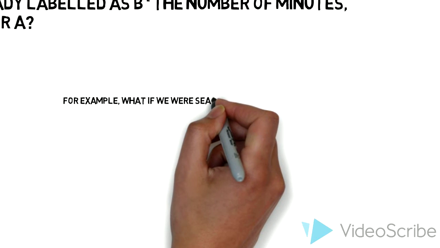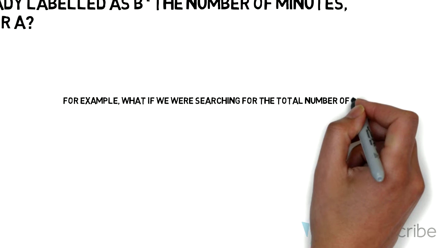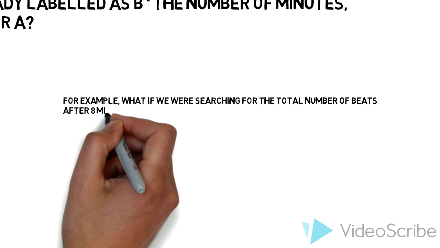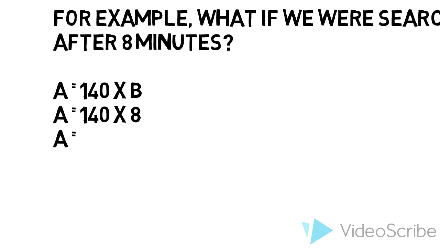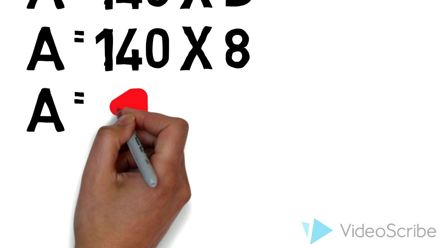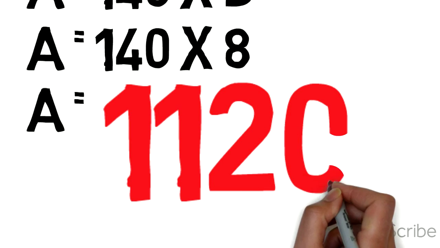For example, what if we were searching for the total number of heartbeats after 8 minutes? So we take our equation and substitute 8 for B and solve, which equals 1,120, which again matches both our table and our graph. Algebra is amazing.